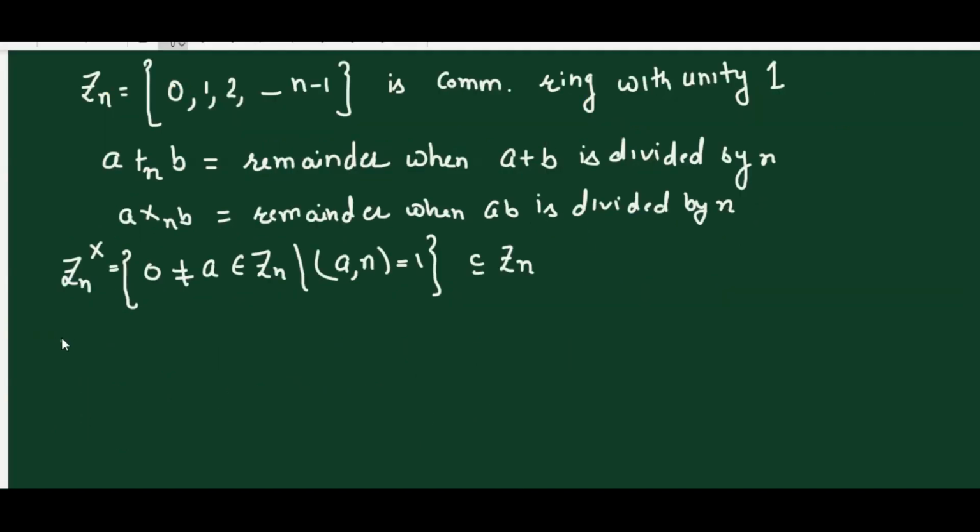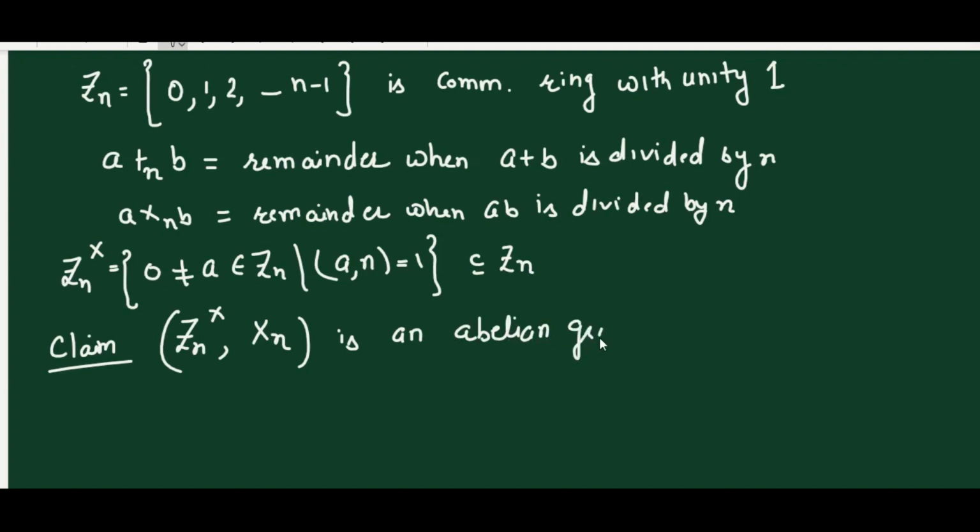So what is our claim? This Zn cross, with respect to this operation, is an abelian group. For this, what do we have to show? We have to show that it satisfies closure, associativity, existence of identity, existence of inverse, and commutativity with respect to this operation, multiplication. Okay, so first we establish that it is closed with respect to this multiplication operation.